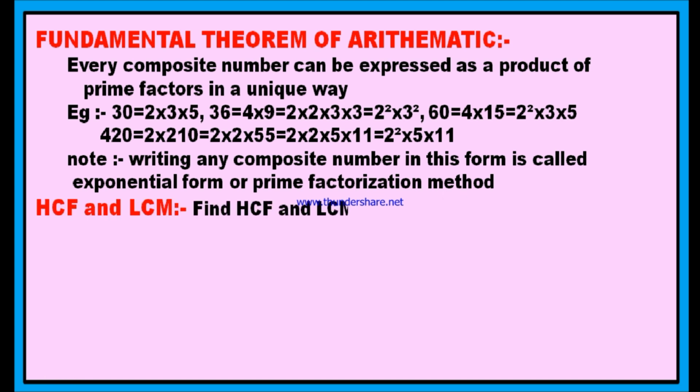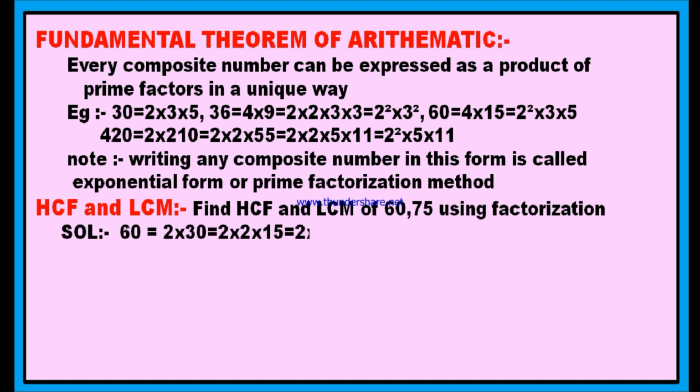The next concept is HCF and LCM. HCF stands for highest common factor, and LCM stands for least common multiple. You came across what is HCF and what is LCM in your previous classes. Now here is a question. Find HCF and LCM of the numbers 60 and 75 using prime factorization. I shall repeat. Find HCF and LCM of 60 and 75 using prime factorization.